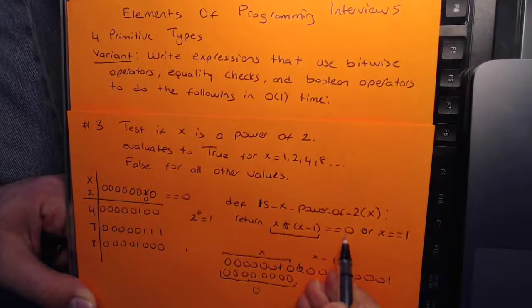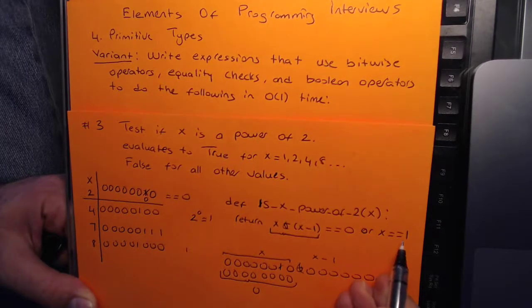And if it is 0, it's a power of 2, or when x is equal to 1, which is a power of 2. I hope this makes sense.